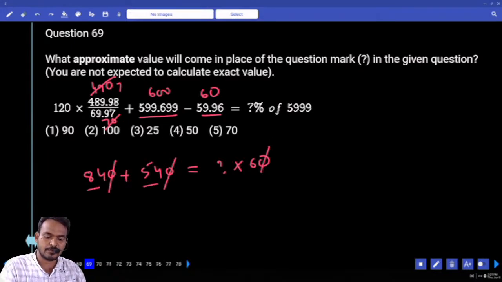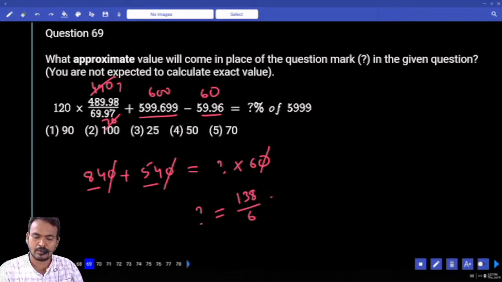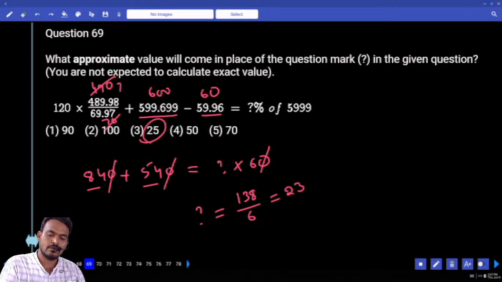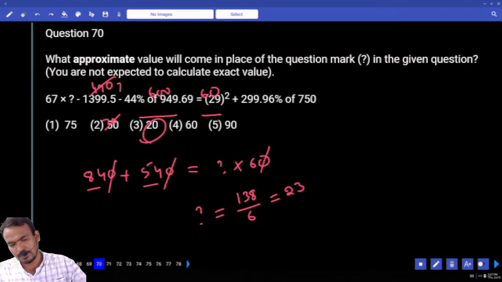84 plus 54, 138 divided by 6. 138 by 6, 6 how many times? 2 times, again 3 times or not? What is the nearest value? 25. Next question number 70.